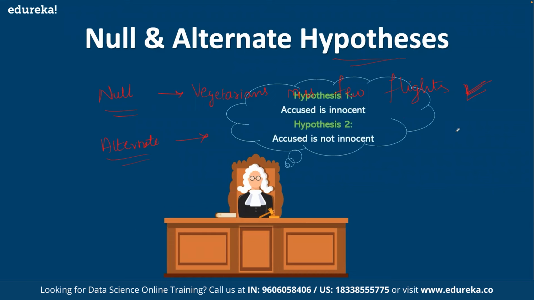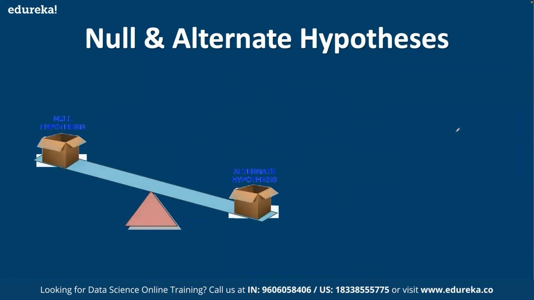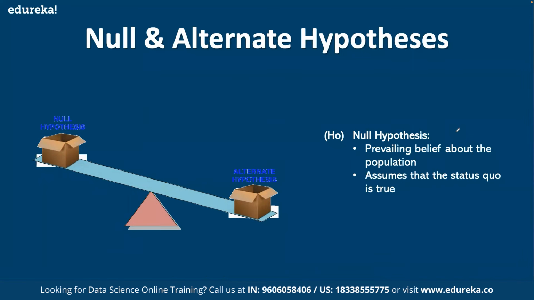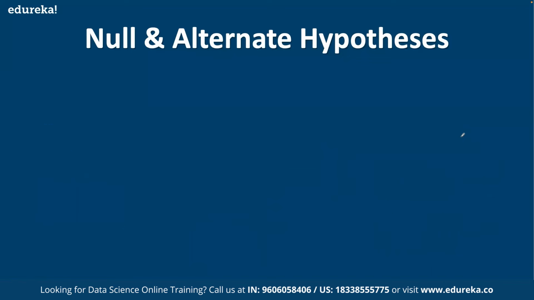Here is another example where hypothesis one, which is my null hypothesis, says that the accused is innocent. And the logically opposite statement is the alternate hypothesis, where the accused is not innocent. That is the overall idea about the null hypothesis and the alternate hypothesis. We represent the null hypothesis with the symbol H0. The null hypothesis refers to the existing belief about a population, so we assume that the status quo is actually true. And we have something called H1, which we use to represent the alternate hypothesis. This is a logically opposite statement of my null hypothesis. In this scenario, we are going to check the overall condition.